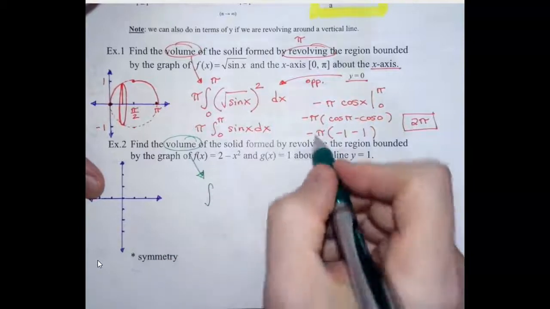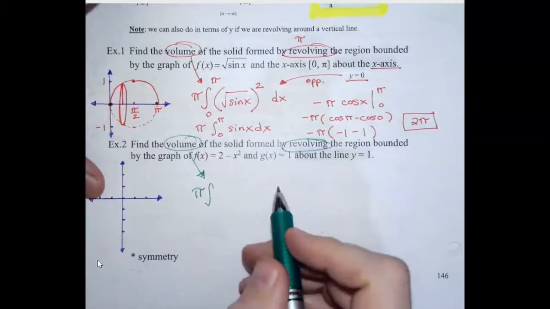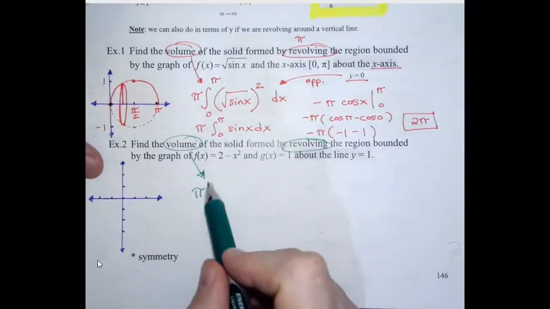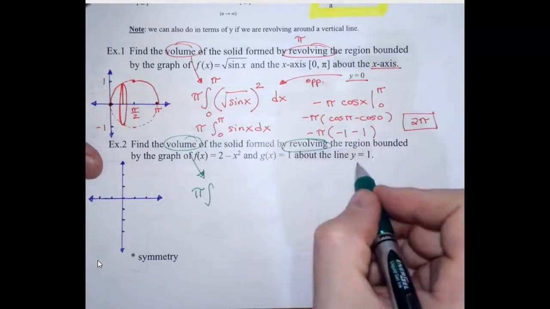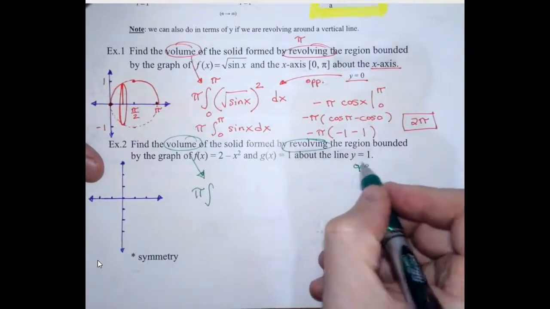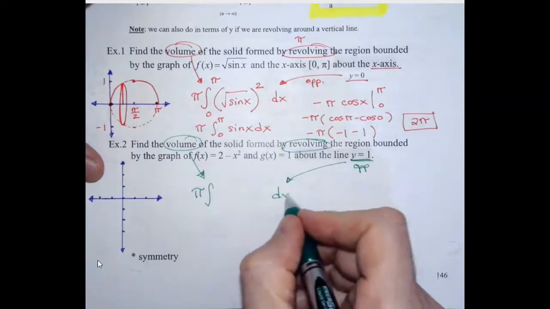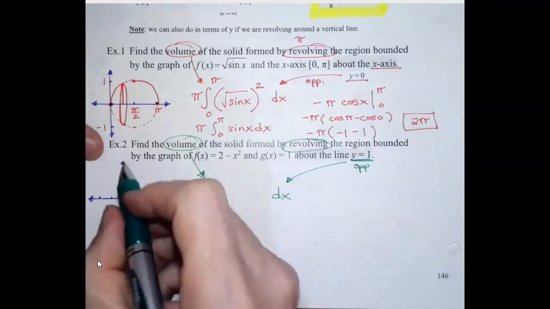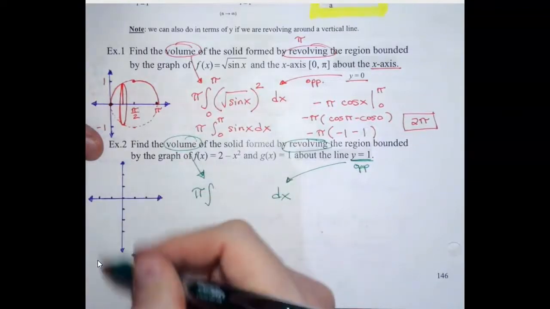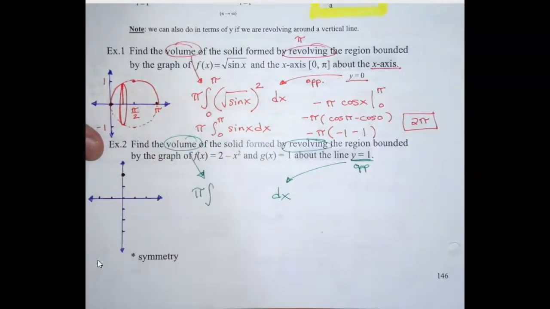So volume is integral. Revolving is going to give us pi. Now, where we're going from is a little less clear. We're going around the line y equals 1, so we're going to do the opposite of that. So that's going to be dx. Okay, so now the best thing for us to do probably would be to graph that. So if we graph this, this is a parabola reflected over the x-axis and then shifted up 2.